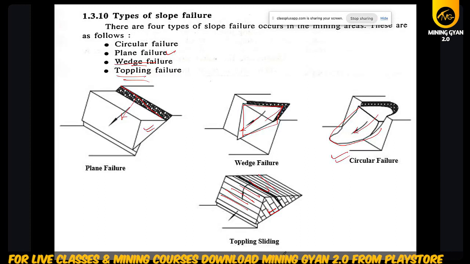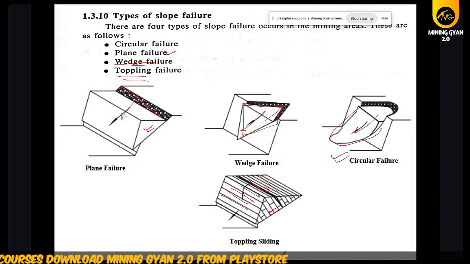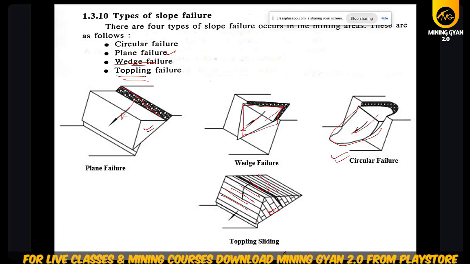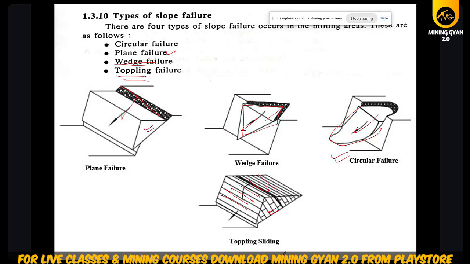Maybe you will say you are not discussing in detail. You should explain these four theories in detail, but it is not necessary for us to solve the numericals of the AK Gorai. So I am not discussing the whole theory of circular failure, formulas, and circular failure advantages, disadvantages, conditions.